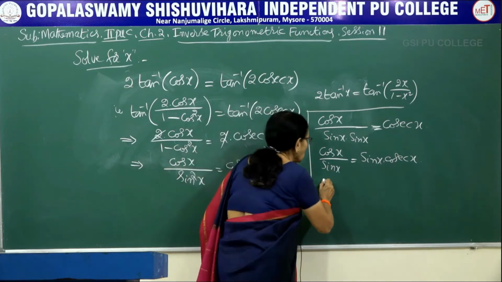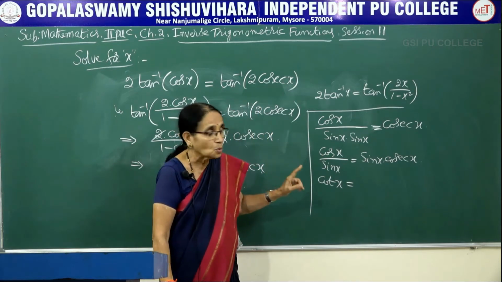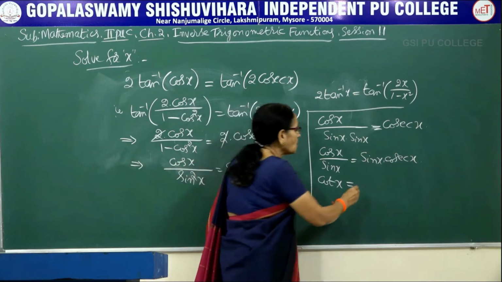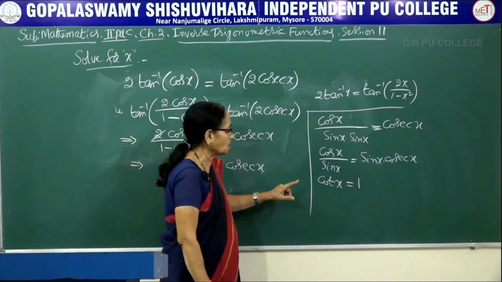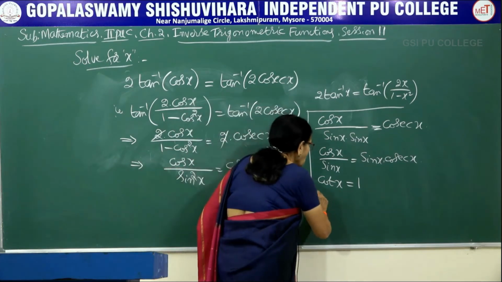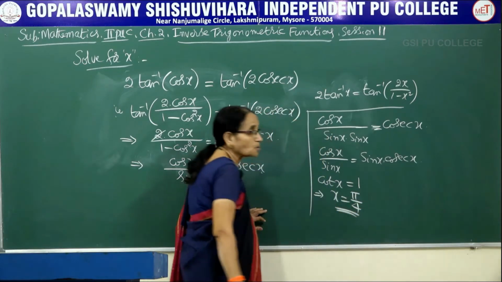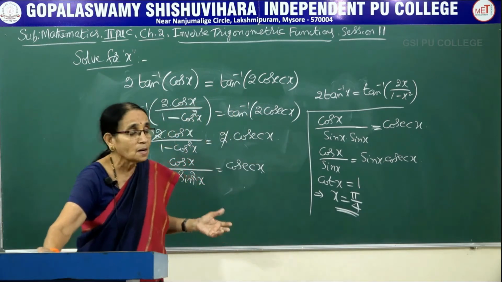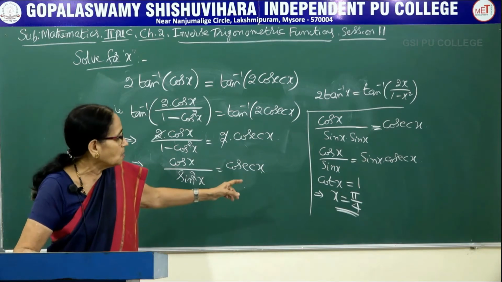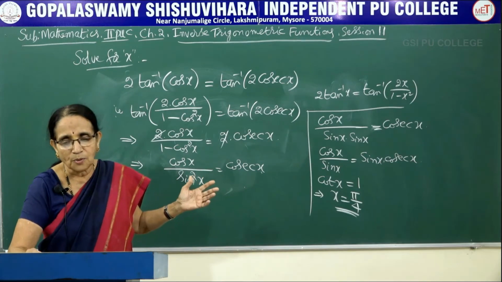Now cos x by sin x, what is that one? Cot x. And sin x and cosecant x, as you know, are called reciprocal ratios whose product is always equal to 1. Therefore, we get an equation cot x equal to 1. Now, cot x equal to 1, then what can be the value of x here? X should be equal to pi by 4. X is an angle here. Cot x equal to 1 means, you know that cot of 45 degrees is equal to 1, which implies that x is equal to pi by 4, or you can write it as 45 degrees.